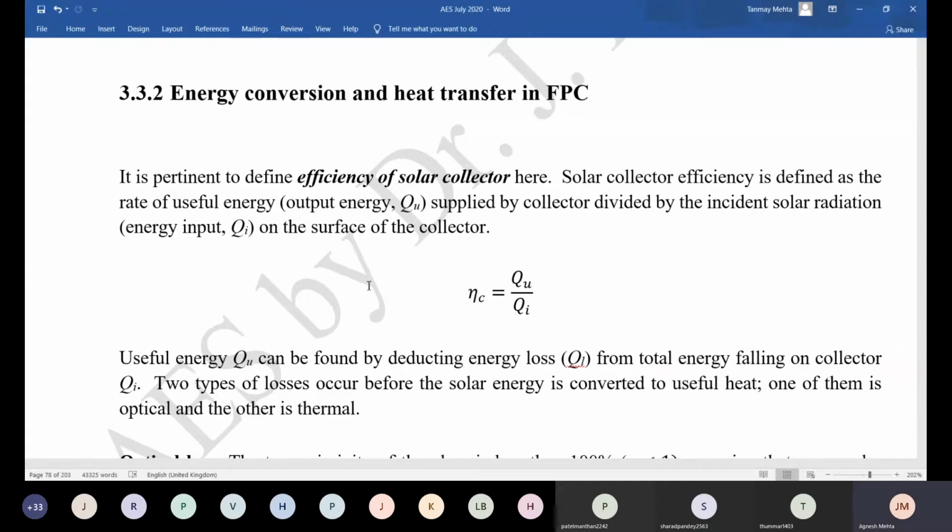Then we started talking about the flat plate collectors. The flat plate collectors, their absorber plate is flat, so we call it flat plate collector, and they are generally stationary collectors, and they don't track the sun. They are put at fixed inclination, but because of simplicity they are a very popular type of collector and a more economical type of collector.